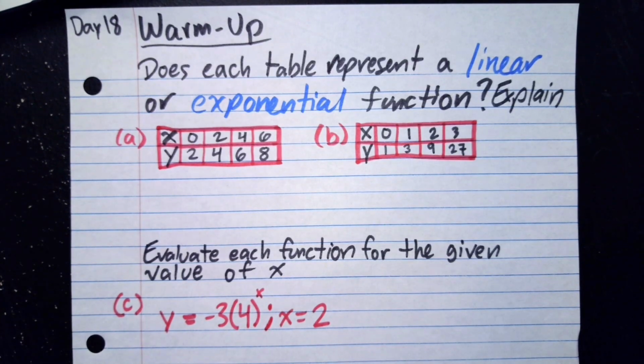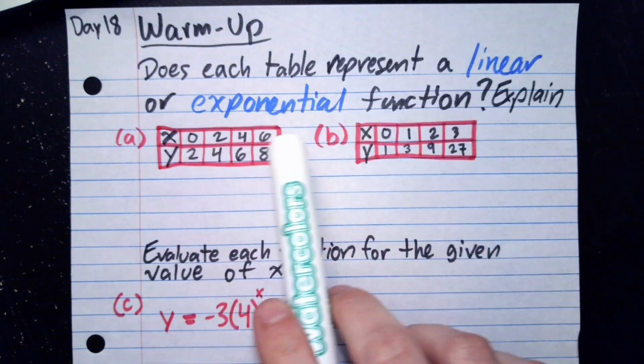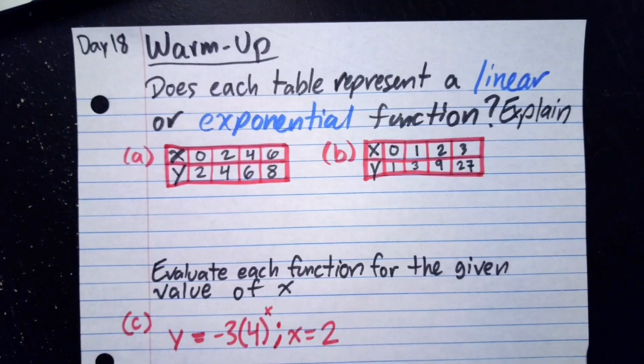Hey everyone, so we're going to be doing the warm-up for the notes of day 18, and these follow from the material we looked at yesterday. It says, does each table represent a linear or exponential function? Explain. So we have our two tables here, and just like yesterday, we really just have to analyze the pattern of my x's and my y's.